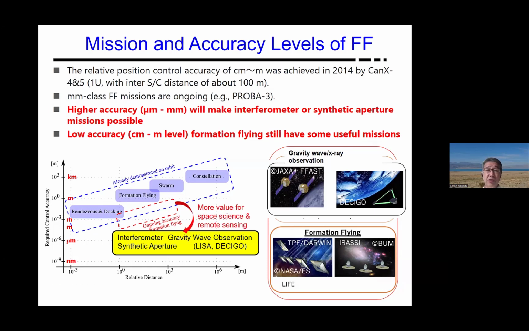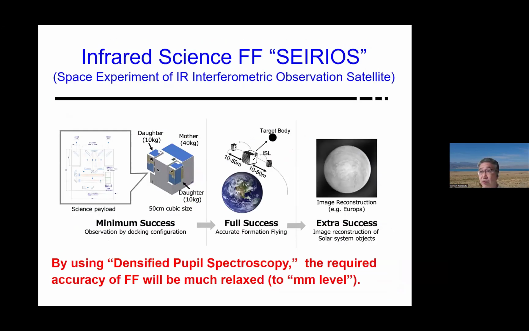And let me show several examples of formation flying missions. One example is a series which we are now studying. It is infrared science formation flying. So we have several success levels. In the minimum success, the mother satellite and the two daughter satellites are launched all together.